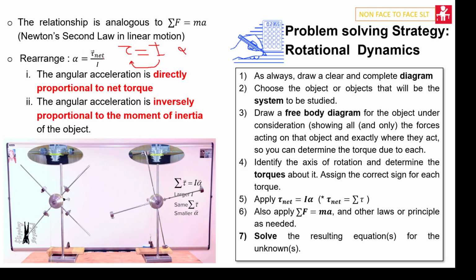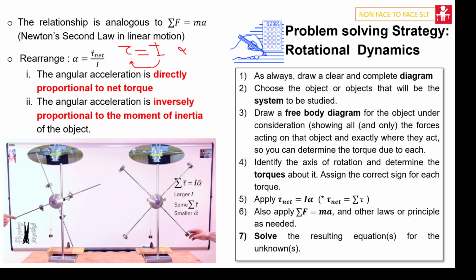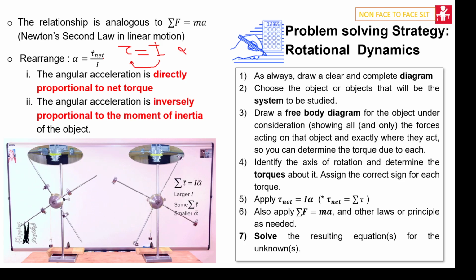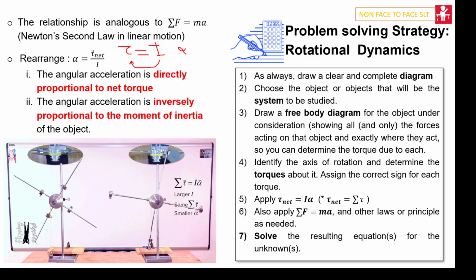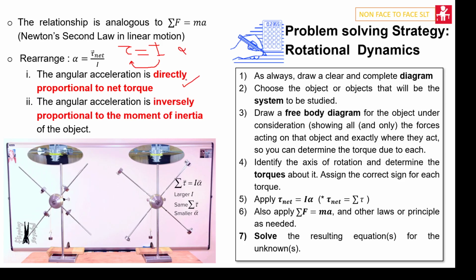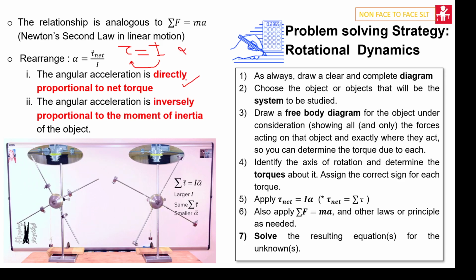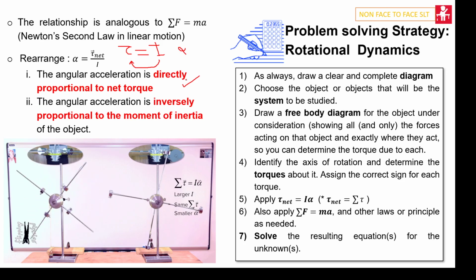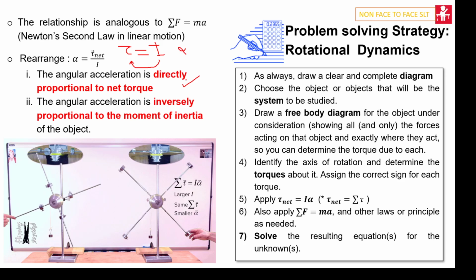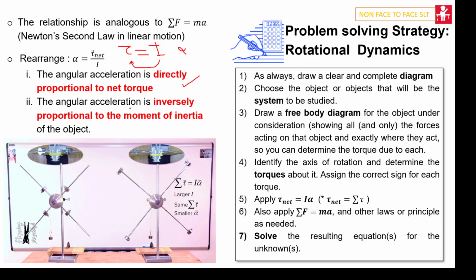Is it true? From our previous statement, I said that if you have a net torque, it will cause the object to rotate even faster, and this statement is actually true. If you have a net torque, meaning you have a large amount of forces, it will cause your object to rotate more. So let's see our next relation.